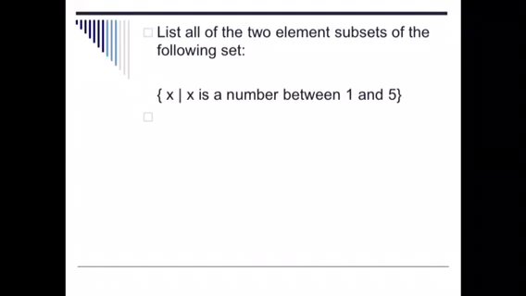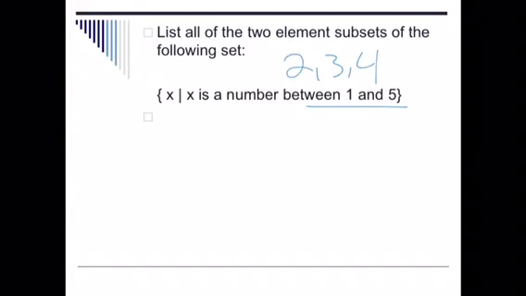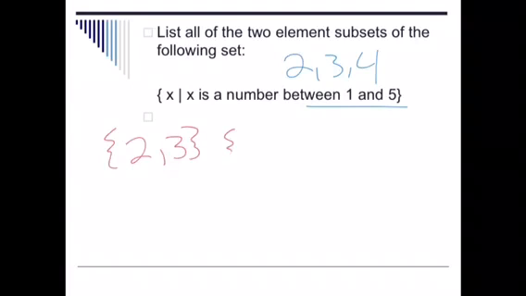Alright, here we have an example of trying to write down all the subsets for our set. So our set are all the numbers that are between 1 and 5. To help us out, this is set builder notation. I'm going to write it out in roster. Since we have the word between, we're not including the 1 and 5, so we're only worried about numbers 2, 3, and 4. So I'm going to write down all the 2-element subsets, which means I'm picking 2 numbers at a time. So our first set could be 2 and 3, and then our second set could be 2 and 4.